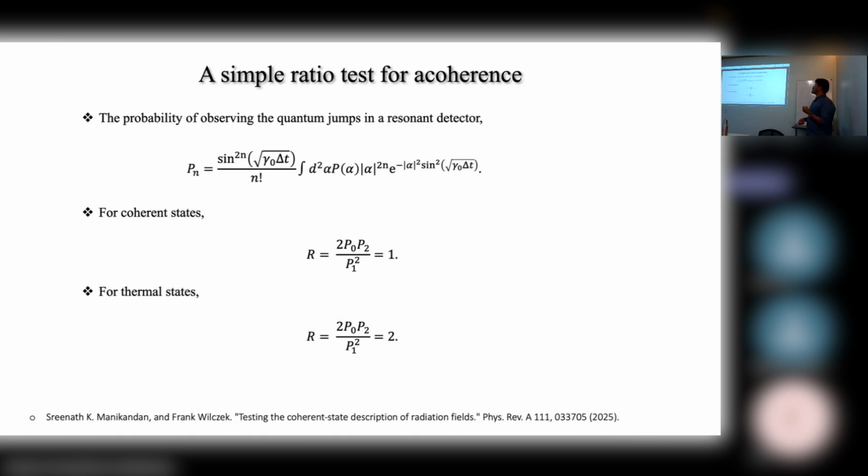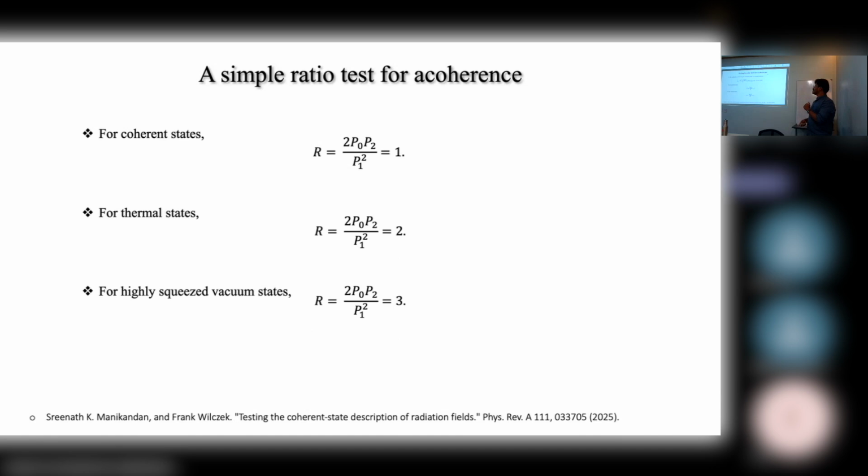Yeah. So then similarly, if you take a thermal state, so assume that the radiation field is in a thermal state, and then we compute the ratio 2 times P0 times P2 divided by P1 squared for whatever we see in the detector. Remember, it was this convoluted with the P function and so on. So we'll get the answer 2 actually. Now, if we do this for a highly squeezed vacuum state, and we look at this ratio 2 times P0 times P2 divided by P1 squared, we get the answer equal to 3.